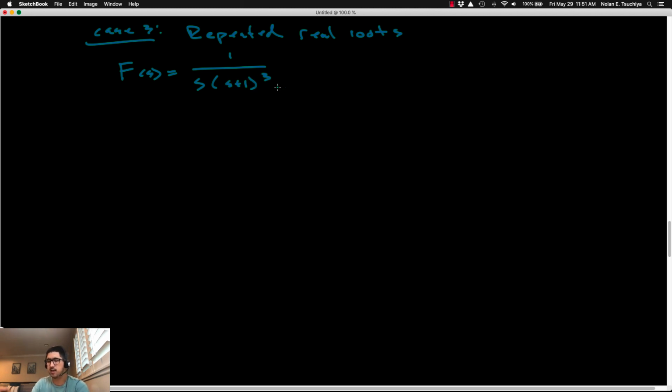What is the inverse Laplace of 1 over s times s plus 1 cubed? I don't know. That's definitely not on any Laplace table that I've ever seen. So we need to basically rewrite this somehow so that it looks like a sum of a bunch of simpler things. Again, it's no surprise here, the way we're going to rewrite this is to use the partial fraction expansion. The only reason case 3 gets its own case is because the partial fraction expansion is just a little bit different. The partial fraction expansion for something with repeated real roots looks like this.